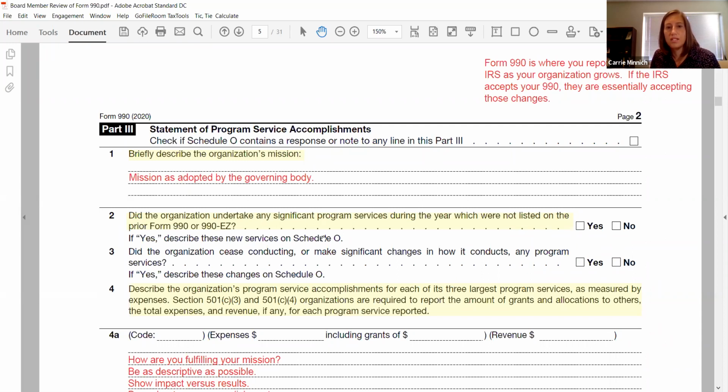Initially, your organization received its tax exempt status from the IRS for what it put on its tax exempt application. So the IRS said, yes, we are approving you as a nonprofit because of what you put on this application. However, over the years, what you're doing may need to be changed, which is fine, but we need to make sure we report that to the IRS so that you're still considered a tax exempt organization in their eyes. So if you report this properly and the IRS accepts your 990, they're essentially accepting those changes. So again, we just want to make sure that we are reporting any significant changes to the IRS.